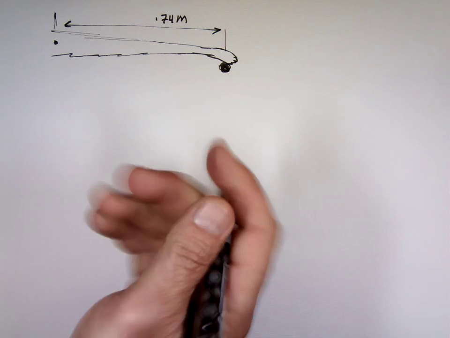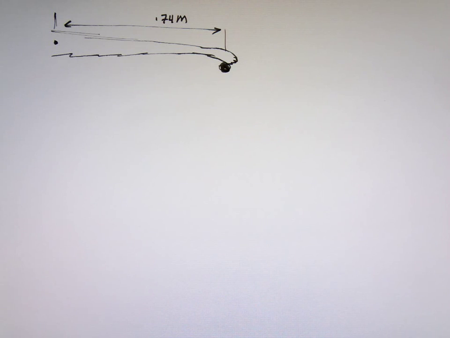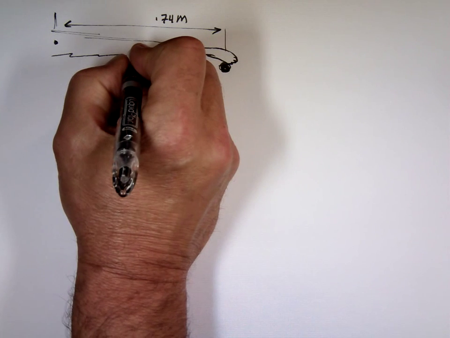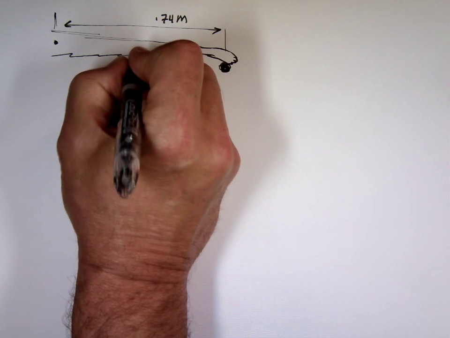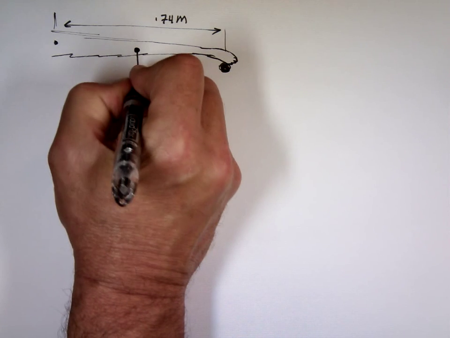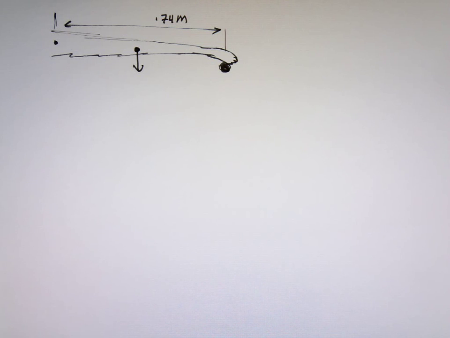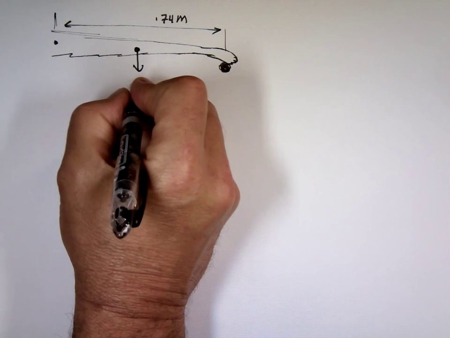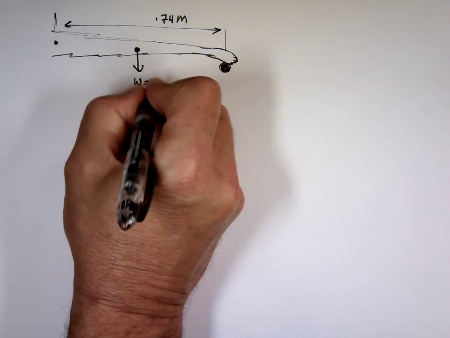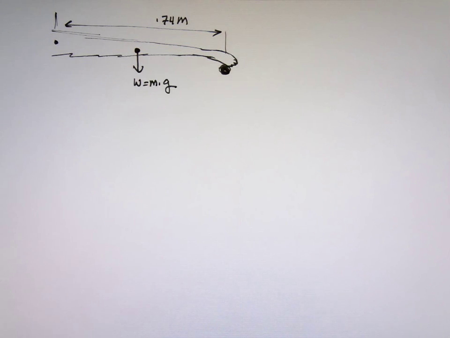And your arm is not really uniform. Let's say the center of mass for your arm is right here. If we were to cut your arm and put it on a scale, it has a mass, and the weight equals mass times gravity. Let's get some numbers here.